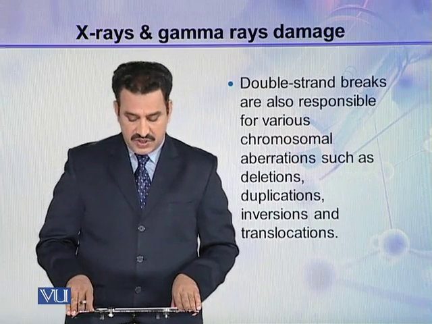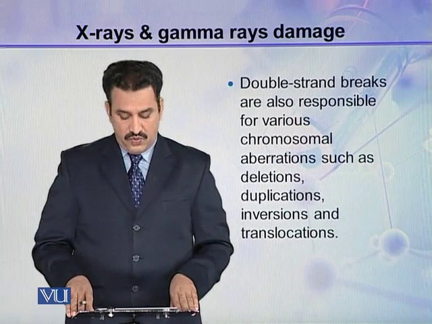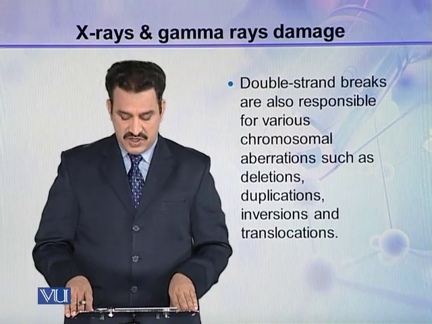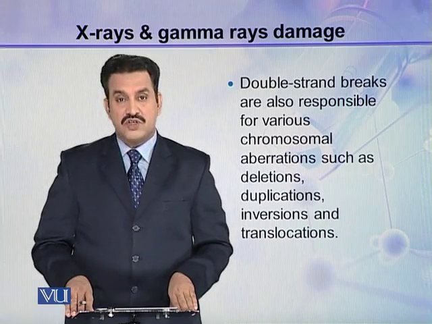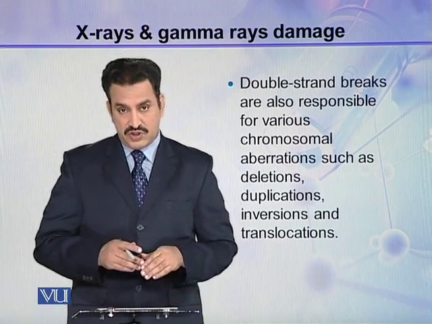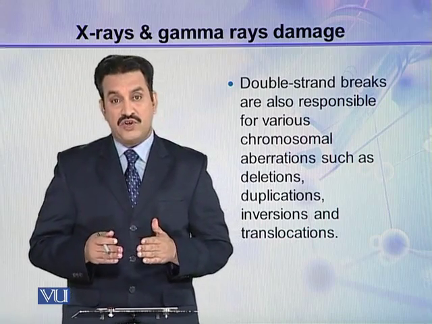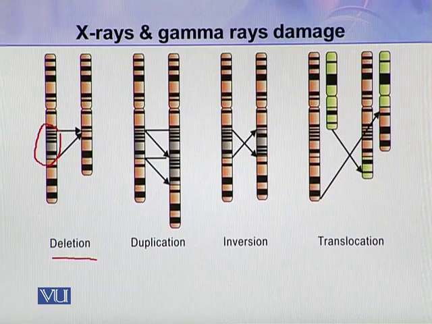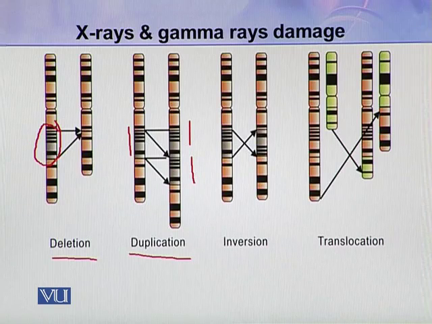Double strand breaks are also responsible for various chromosomal aberrations such as deletions, duplications, inversions and translocations. These four types of chromosomal aberrations are caused by these ionizing radiations. So here you can see this is deletion. In this case, this portion of chromosome has been deleted. In case of duplication, this portion of chromosome has been duplicated. So it has two copies of this portion.